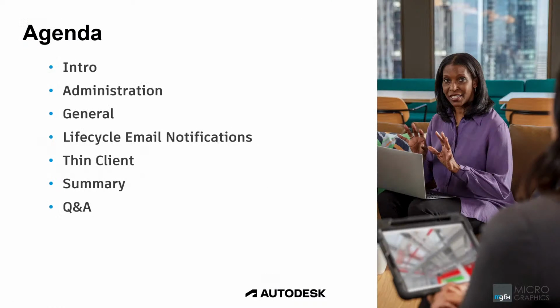So let's have a look at today's agenda. We will have a short introduction about what has been brought in, sort of a broad overview of how the improvements will help. Then we'll dive into administration improvements, general improvements throughout Vault. Then we'll have a look specifically at lifecycle email notifications. This was brought in with 2025. Then we'll have a look at some improvements on Thin Client. And finally, we'll close off with a summary and Q&A.